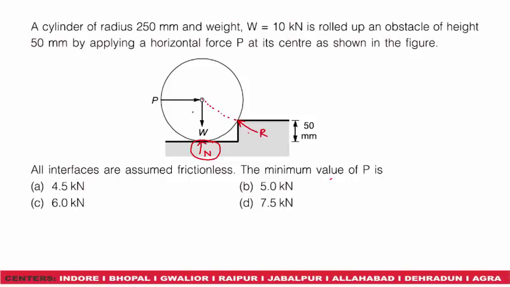So let us again draw this cylinder. At the critical condition we can say that the normal force will become 0 and only these 3 forces will remain. Now let this angle be theta. Since the radius is given to us as 250 mm, this is 250. So this also will be 250, and since this is 50 mm, this distance will be 250 minus 50, that is 200. So in this triangle, this side, that is the base, is 250.